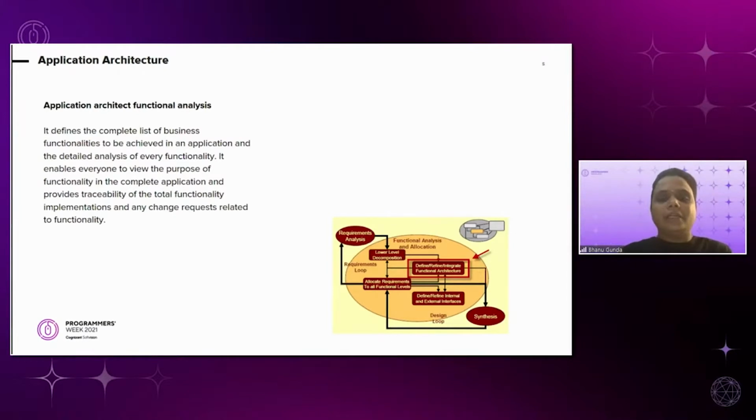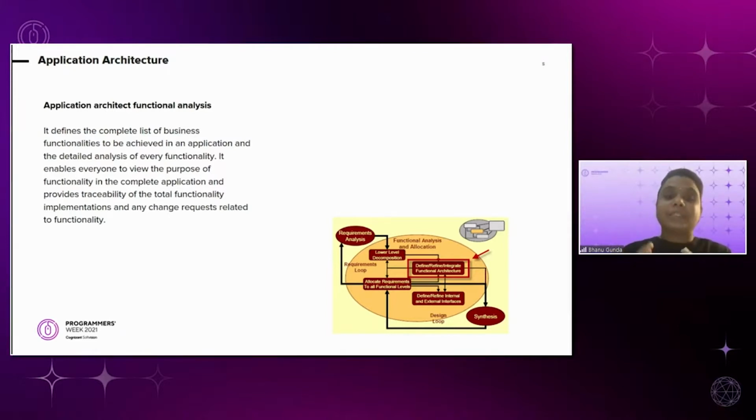Then let's see what an application architect provides in each and every phase. The first stage is business functional analysis. The architect will group with the business team and the business user team, have iterative meetings, and collect the complete list of business functionalities that has to be accommodated into the application. Along with it, he digs deeper into each and every business functionality that has to be incorporated into the software application. It enables everyone to view the purpose of each and every functionality in the complete application. It provides everyone a bigger picture of the application that is being given to the users.